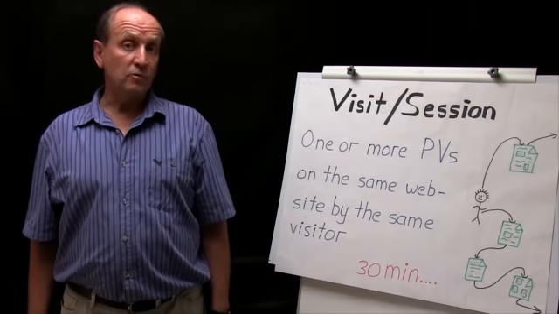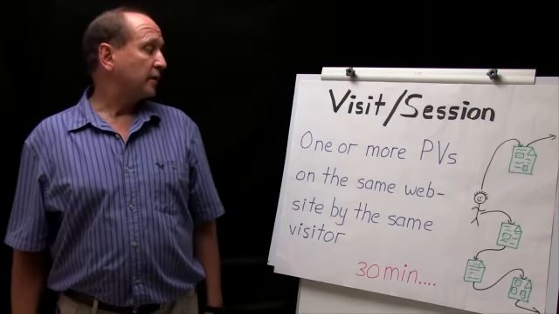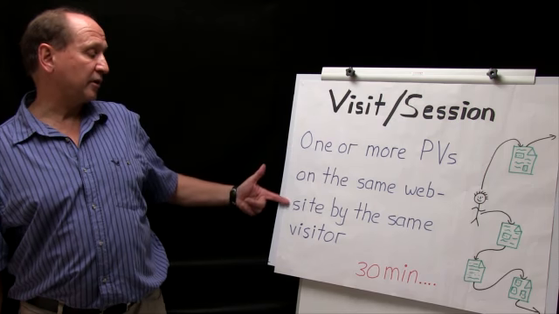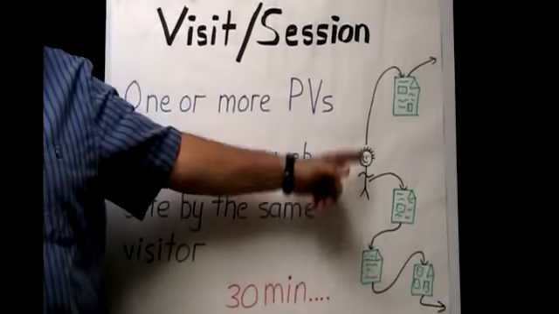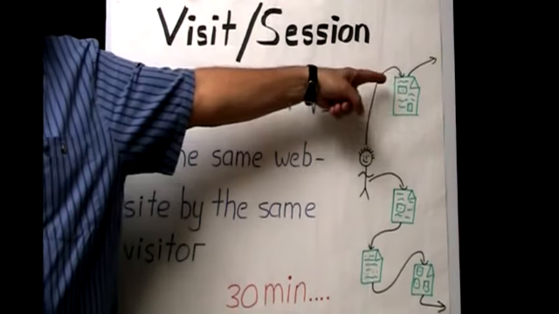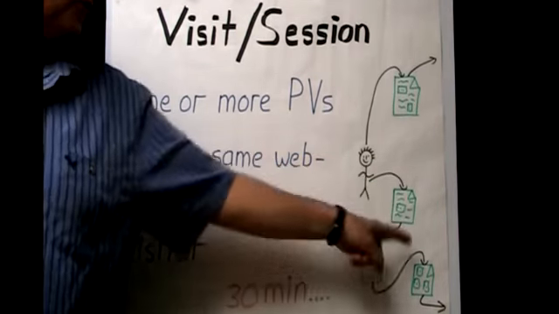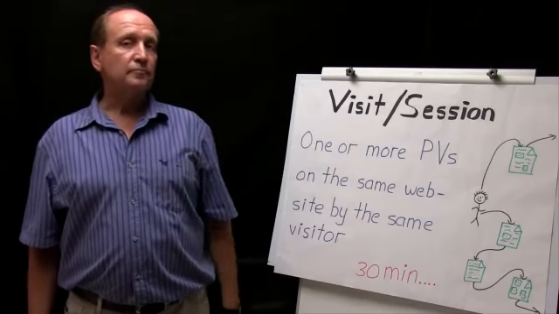The last metric or analytic we can look at is the number of visits or sessions, defined as one or more page views on the same website by the same visitor. In other words, you've got one person visiting one page on a website and then leaving, and then again visiting another page, maybe following a thread and then leaving. That'll count as one visit.